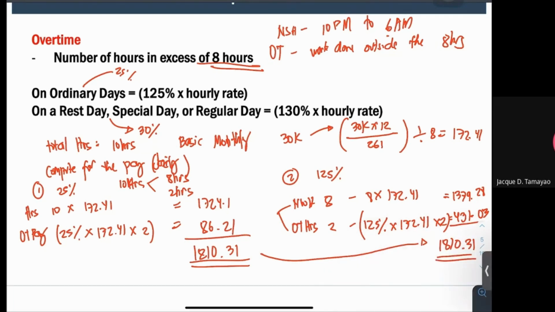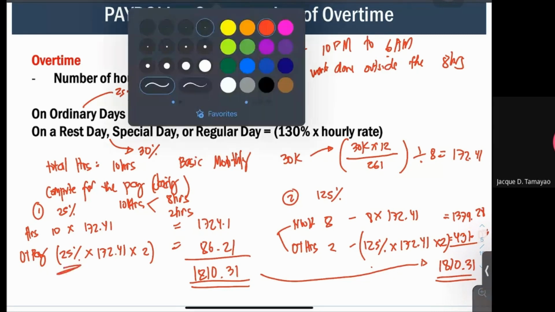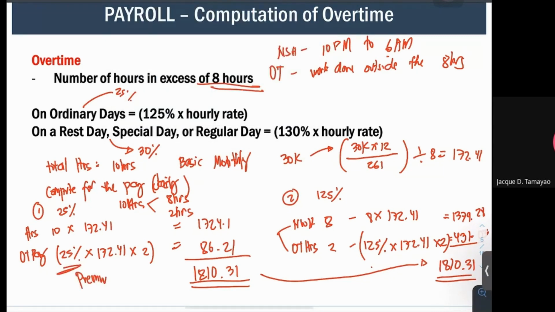So you just need to be careful with your formulas if you want it based on the total hours rendered or based on the extra hours. If it's an extra hour, you just multiply 100% plus the premium. If the total hours is already computed, you just get the premium. So this one is purely the premium of 25%. This one is 100% plus the premium, depending on your formula.